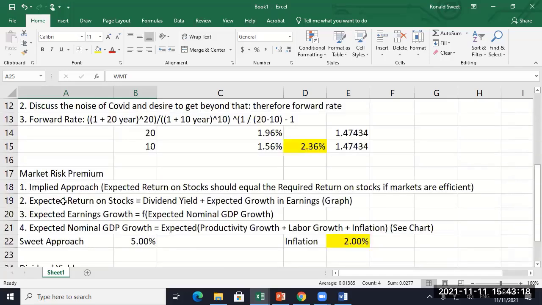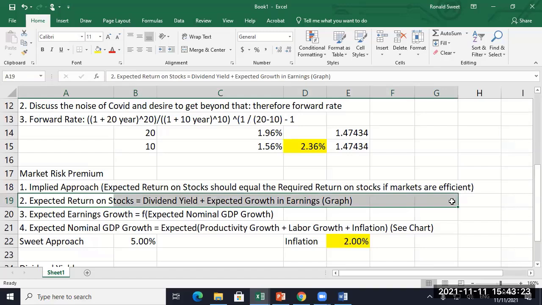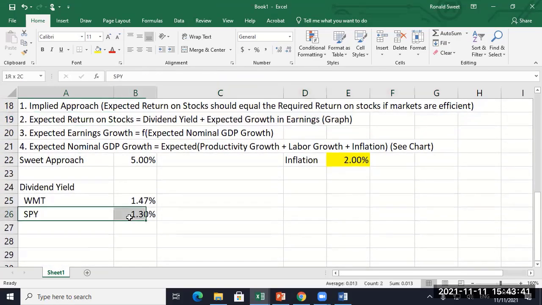We're trying to get the expected return on a Walmart or the expected return on the stock market. For paper three, what are you, the implied approach. The implied approach has nothing to do with Walmart. The number you use here, you're going to use for every stock, no matter who they are. All right, so this dividend yield is not Walmart's dividend yield. Whose dividend yield is it? The stock market, all right? So we don't want Walmart's dividend. We'll never use Walmart's dividend yield. We need the dividend yield of the stock market. I got that from Yahoo Finance.